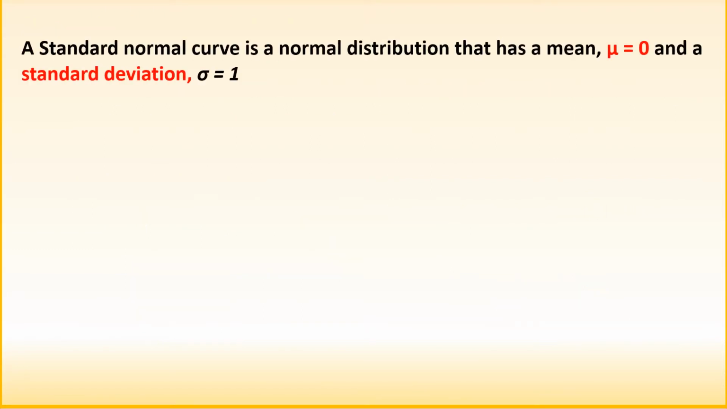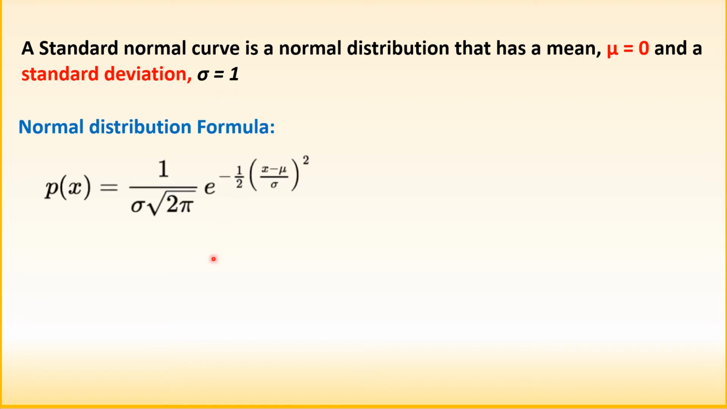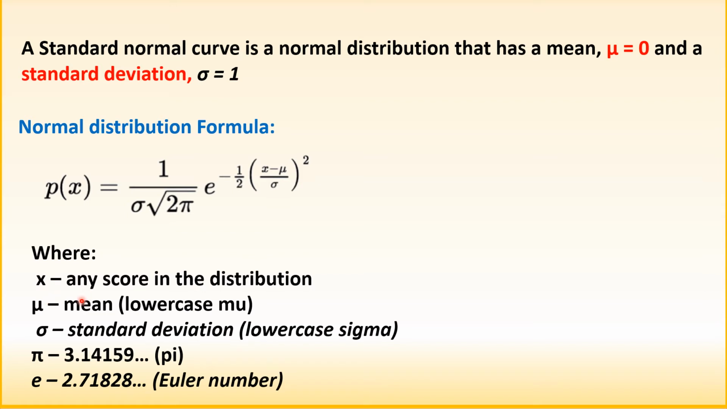A standard normal curve is a normal distribution that has a mean, mu, equal to 0, and standard deviation, lowercase sigma, equal to 1. And this is the formula for the normal distribution. P of x is equal to 1 over standard deviation times the square root of 2 pi times e raised to negative 1/2 times the square of x minus mean all over standard deviation, where x is any score in the distribution, lowercase mu is the mean, lowercase sigma is the standard deviation, pi is 3.14159.